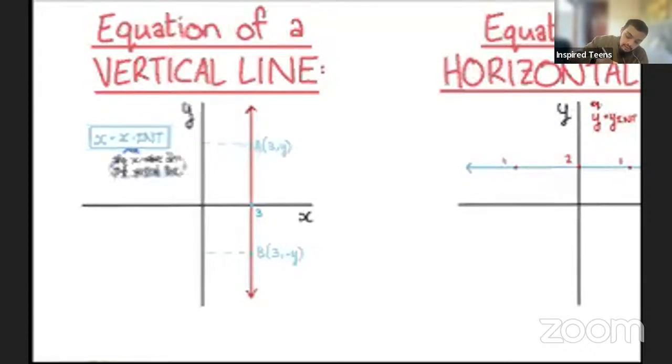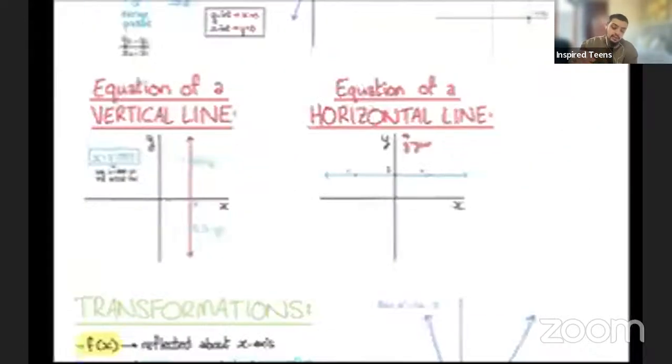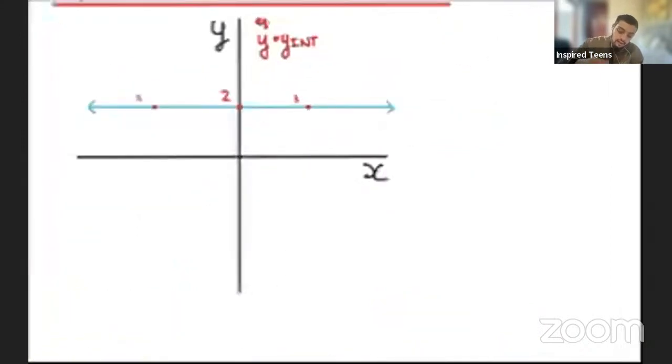You may be wondering, it's a straight line, why does it have the form x is equal to and not y is equal to? Okay, we'll discuss that in a bit. But first, let's have a look at this guy, which is the equation of a horizontal line.